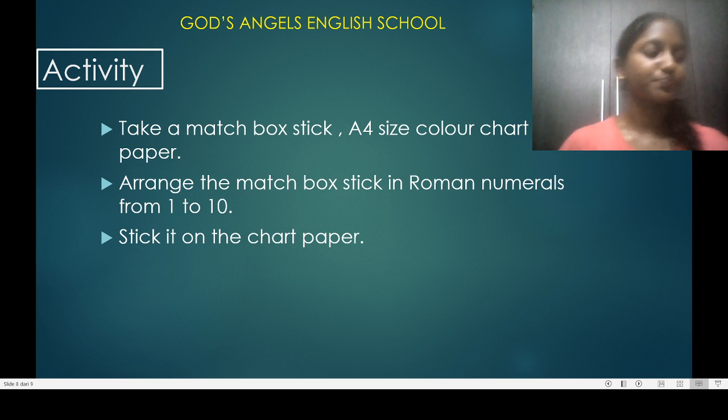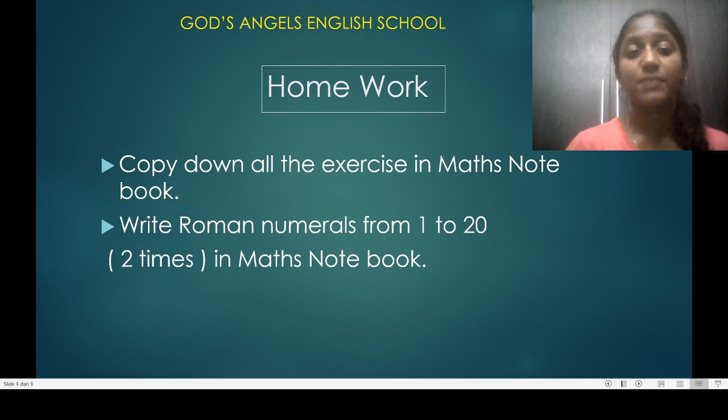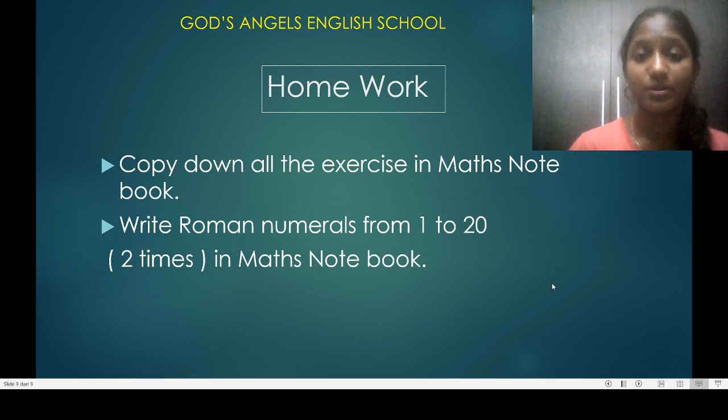Okay, and the homework is to copy down all the exercises in the math notebook. Write numerals from 1 to 20 two times in the math notebook. Okay, I hope you will understand this module. Thank you.